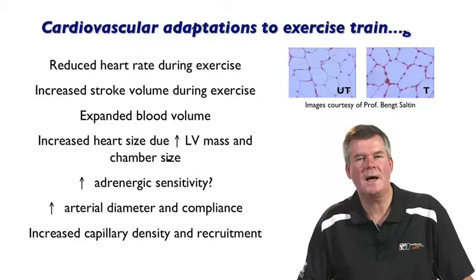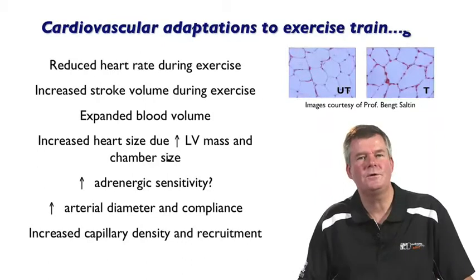the filling of the ventricles, increases end diastolic volume, and therefore increases subsequent stroke volume. There's also an increase in the heart size, and left ventricular hypertrophy, both in the mass of the ventricle but also the chamber size, is an important adaptation which facilitates an increase in maximal stroke volume and maximal cardiac output. It's been shown that the trained heart is slightly more sensitive to adrenergic stimulation. And other vascular changes include an increase in arterial diameter and compliance, which might have beneficial effects in terms of vascular control and may contribute to the health benefits of exercise in terms of cardiovascular risk.